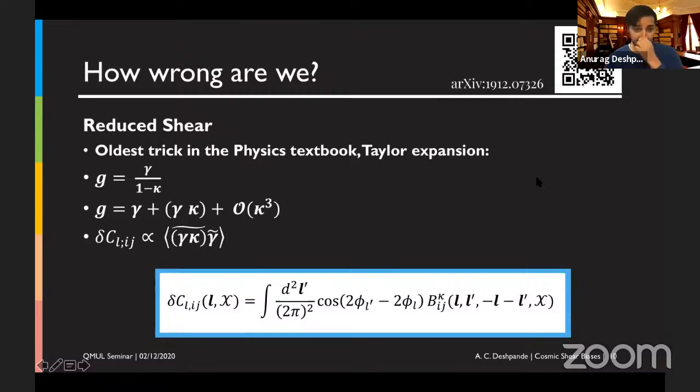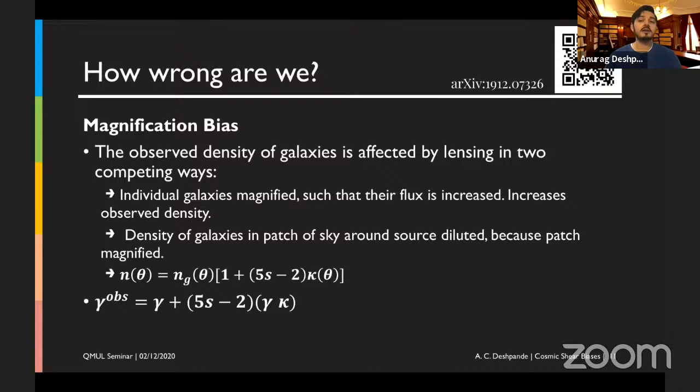So that's the form of the correction for reduced shear. What about magnification bias? I mentioned briefly that the observed number density of galaxies is affected by the magnification part of the lensing, because your survey has a flux limit. So this is actually two competing effects at any given point.